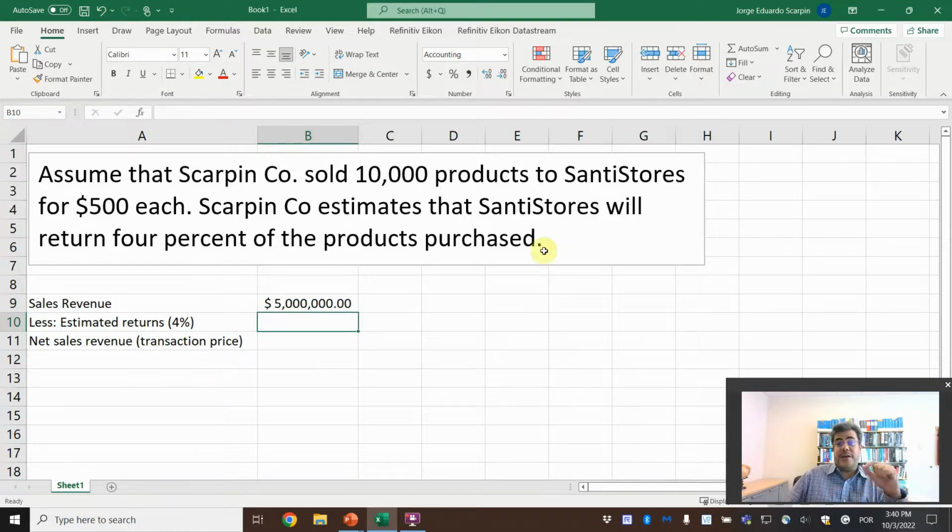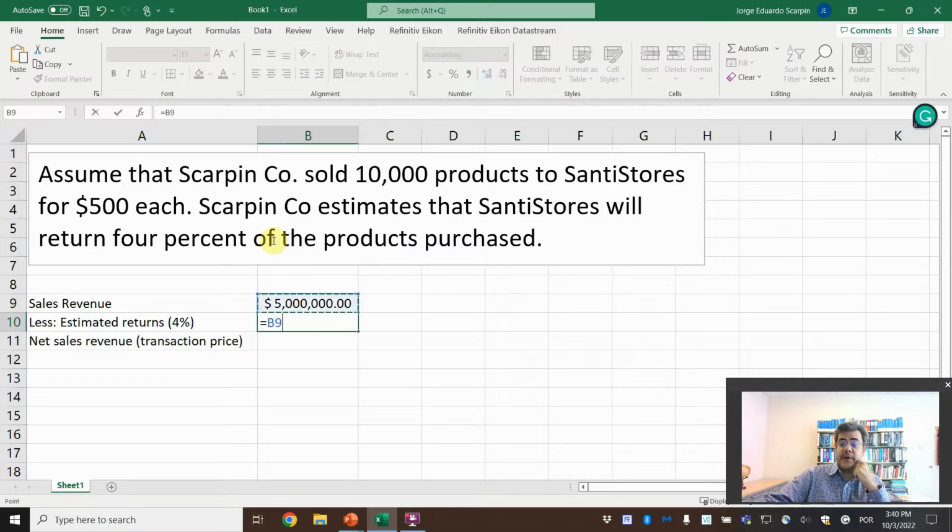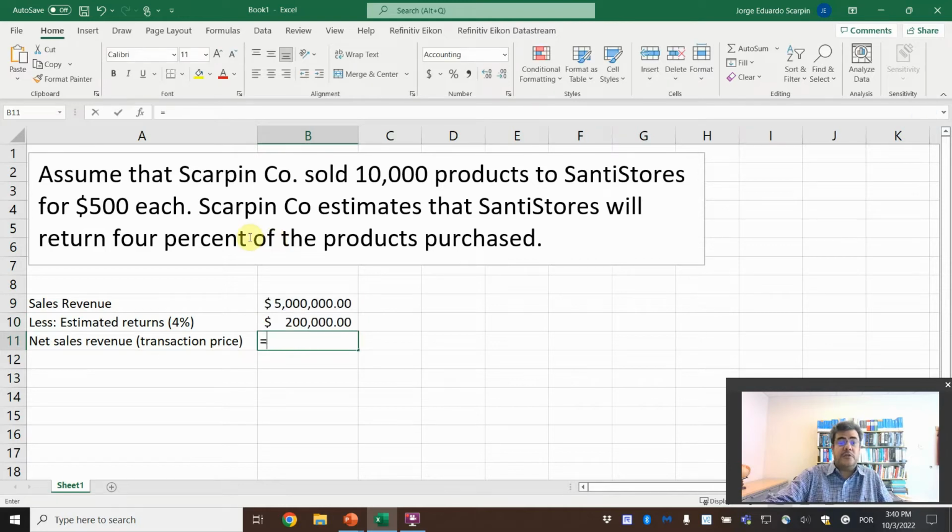Some countries, like the US, work with the estimation on return. Some countries recognize it only when the return actually happens. So here, estimated returns, the 4%, $5 million times 4%, $200,000. So the net sales, or the transaction price for this sale is $4.8 million. So sales return, or the right to return, is an issue of revenue recognition too.